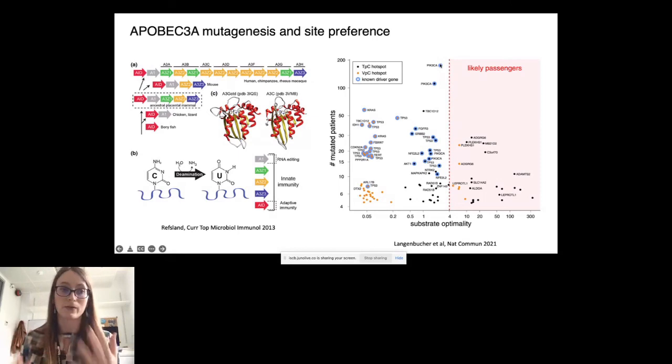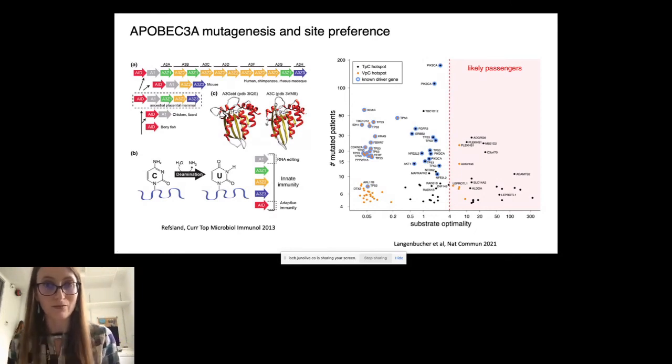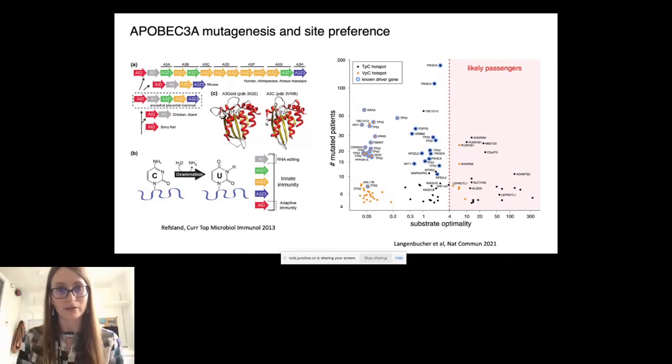So in the presence of APOBEC mutagenesis, you tend to observe these mutational hotspots in cancer genes such as PIK3CA or KRAS. Now, we wanted to have a look at this as well. Could this be linked to certain driver genes of esophageal cancer?